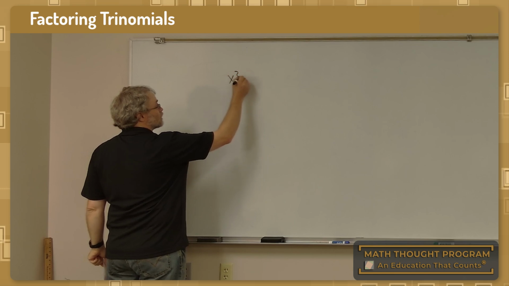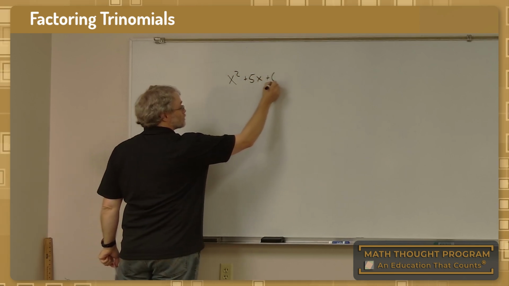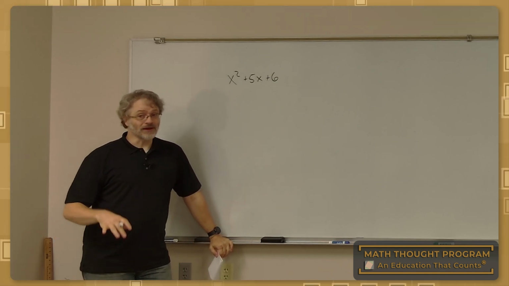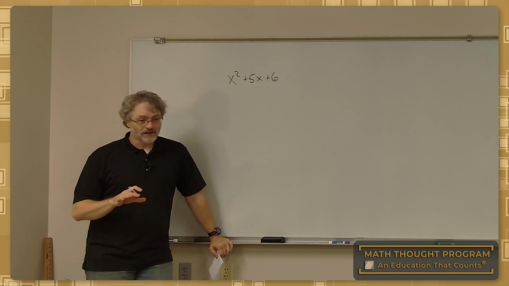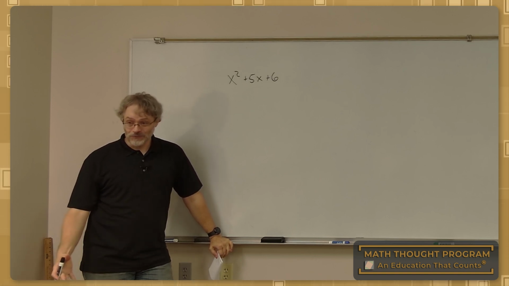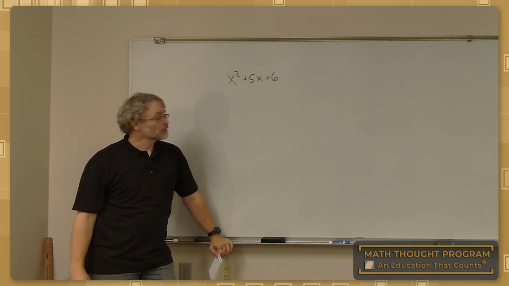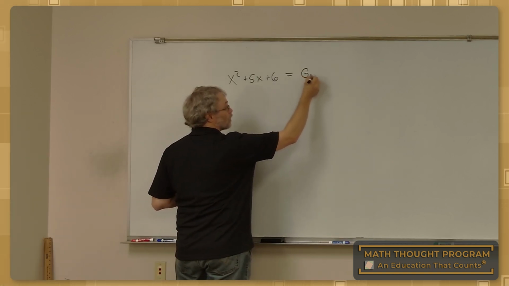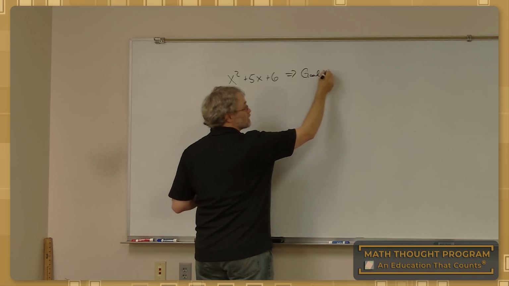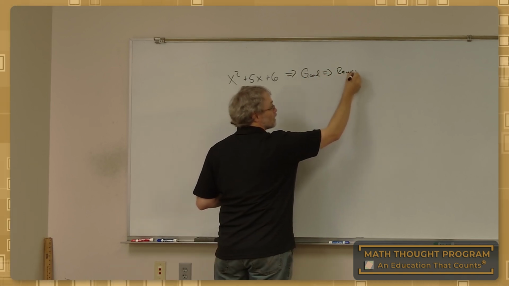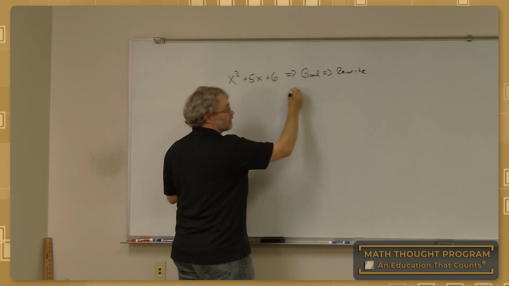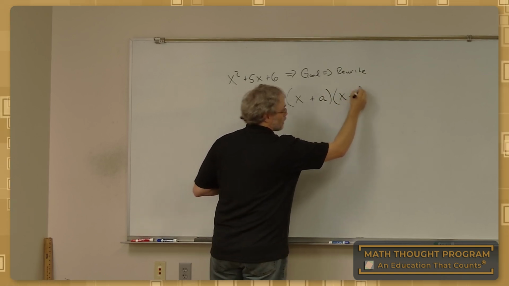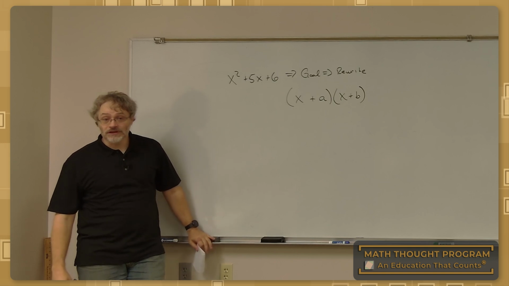Let's say I have x squared plus 5x plus 6. And our goal again is to take this polynomial and factor it. Again, there are reasons why I want to factor the polynomial, and we'll talk about those in a moment. But to factor this polynomial, my goal is to take this and rewrite, when I'm looking at a quadratic, as a product of two linear polynomials.